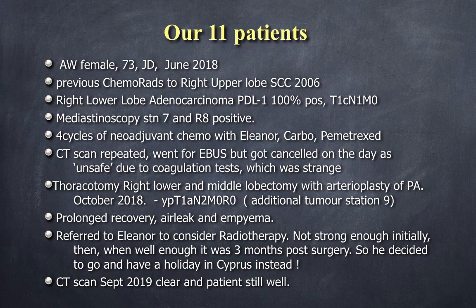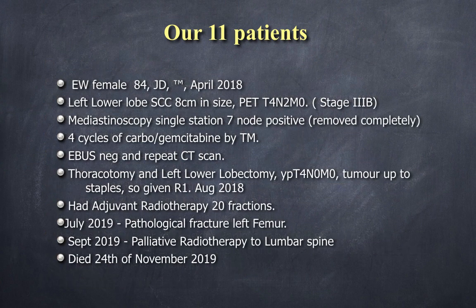Interesting patient, had chemorads to a right upper lobe in 2006, fully cured, and now had a right lower lobe cancer. And actually the right upper lobe looked not too bad. MEAD positive, 2 nodes positive. Chemoradiotherapy, didn't get an EBUS, then had a right lower and middle lobectomy, T1A and a different N2, so station 9 that you can't get to by MEAD or any other way. Difficult to recover, never quite got the radiotherapy, but a year later she's still clear on CT, so that's really good.